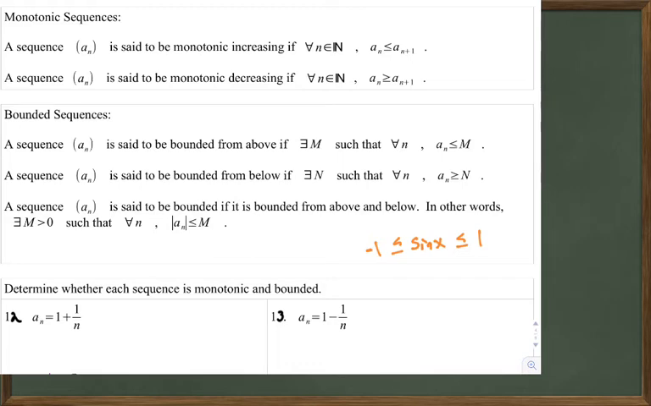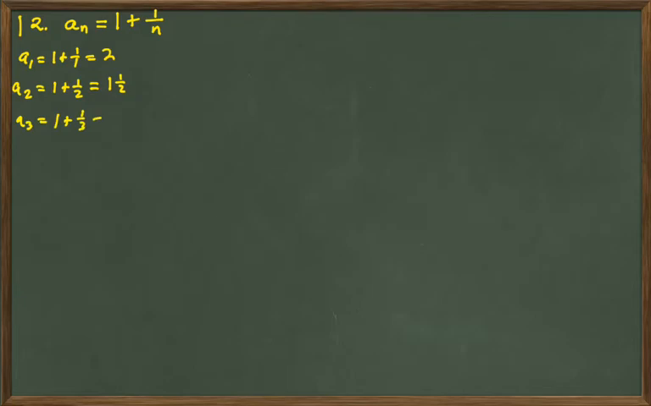So number 12 and 13 down there, it says determine whether each sequence is monotonic and bounded. All right, so number 12, a_n is equal to 1 plus 1 over n. And we want to see if it's monotonic increasing or decreasing. So we're going to look at a couple of terms of the sequence to get an idea what it's doing. So a_1 is equal to 1 plus 1 over 1, which is 2. a_2 is 1 plus 1 half, which is 1 and 1 half. a_3 is 1 plus 1 third, which is 1 and 1 third.